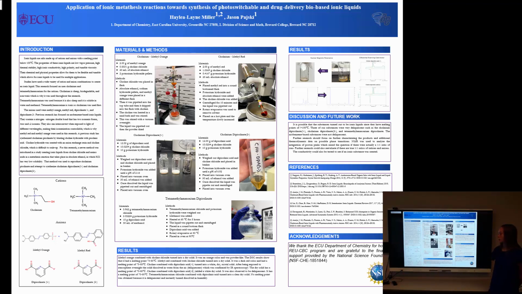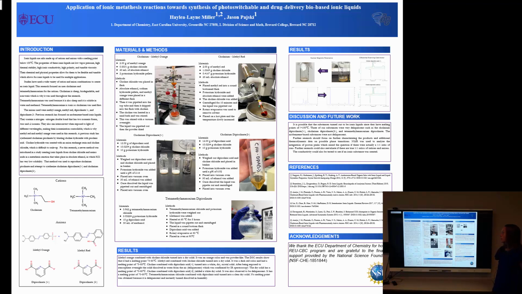For my anions, I used methyl orange and methyl red. They're azobenzene based, so they have the double nitrogen bond, which allows them to be both cis and trans, and they interconvert when exposed to different light at different wavelengths. I also used dipicolinic acid. A previous study used picolinic acid with an anion exchange resin, and another study used choline chloride and amino acids. So I decided to try this process with dipicolinic acid.